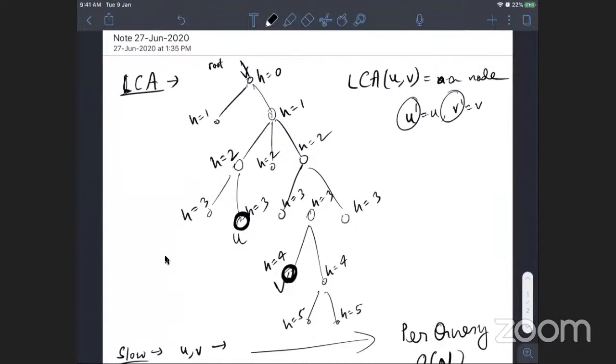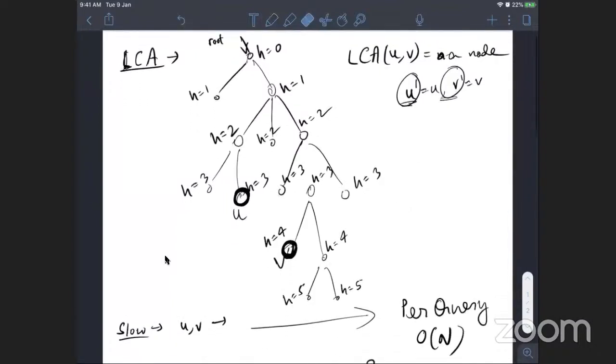Yeah. So the slow method is, let's say you have u dash and v dash. You start with these two variables, which are u and v itself, and then whichever guy is deeper, meaning which has more height, who lies at the bottom of the tree out of these two, will climb one step up. So here v is lower than u, so v will climb one step up and come here, right?